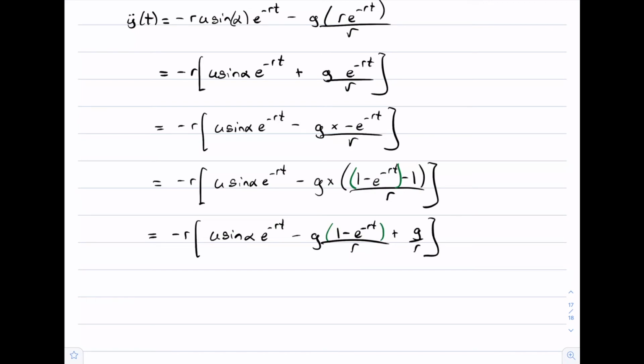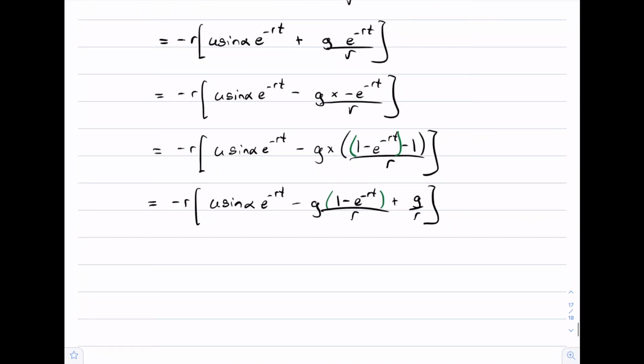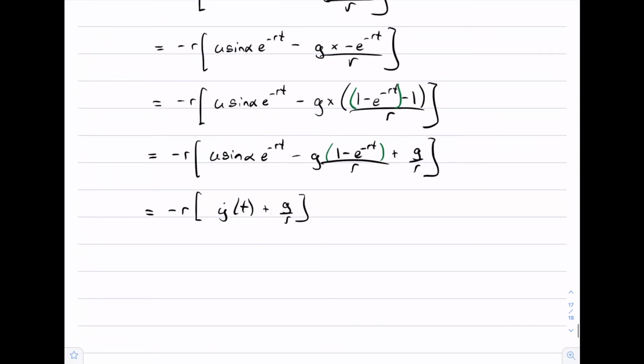Okay, this is good because this entire term here is just y dot of t. So I'm going to rewrite that as y dot t, and that's basically what our aim was. We forced that to reappear. So we've got minus r, y dot t, plus g on r, and then we just distribute the minus r through this bracket, and we get minus r, y dot of t minus g. Okay, so y dot of t satisfies the acceleration equation.